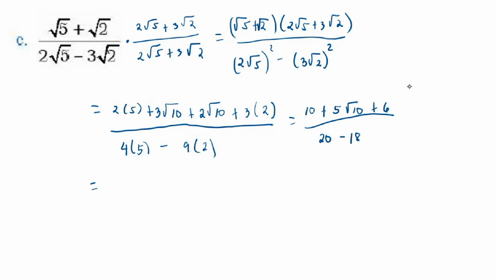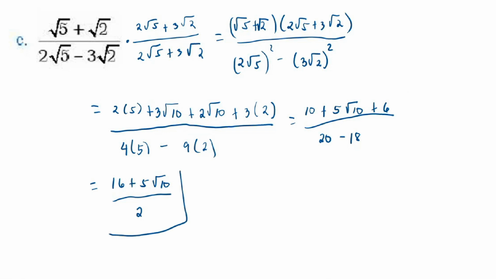Simplifying this further. So by combining like terms in the numerator, we have 10 plus 6, we have 16 plus 5 square root of 10. So square root of 10 is already in the simplest radical form because 10 has no factors where one of the factors is a perfect square. Okay, since it doesn't have a perfect square factor, therefore square root of 10 is the simplest radical form. All over 20 minus 18 is 2. So this is now the final answer.